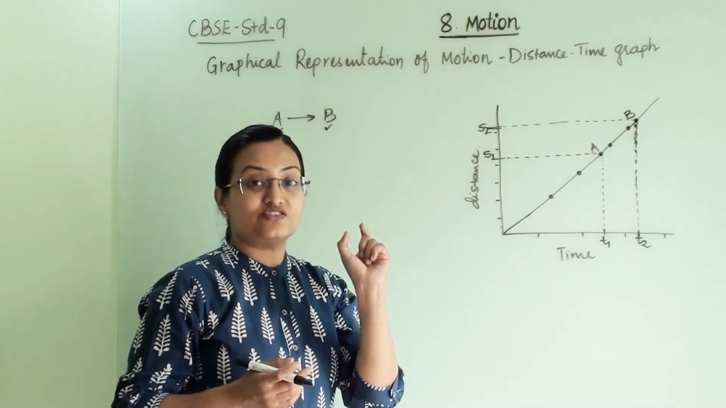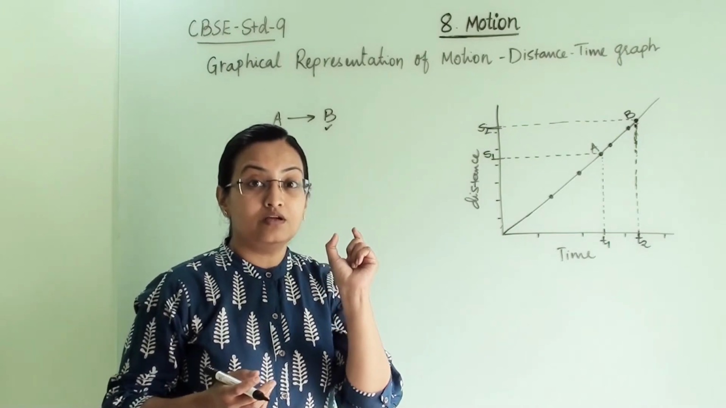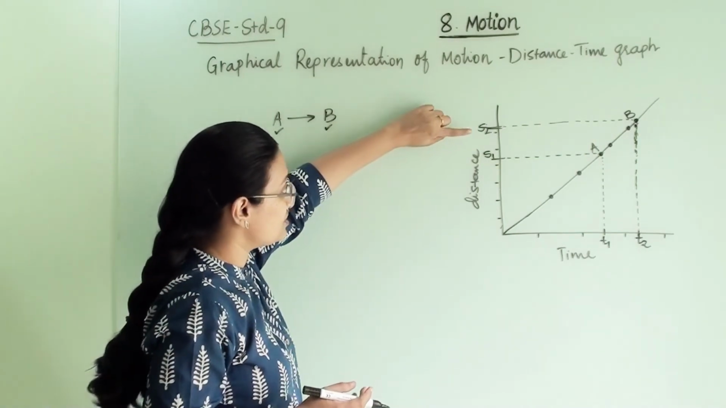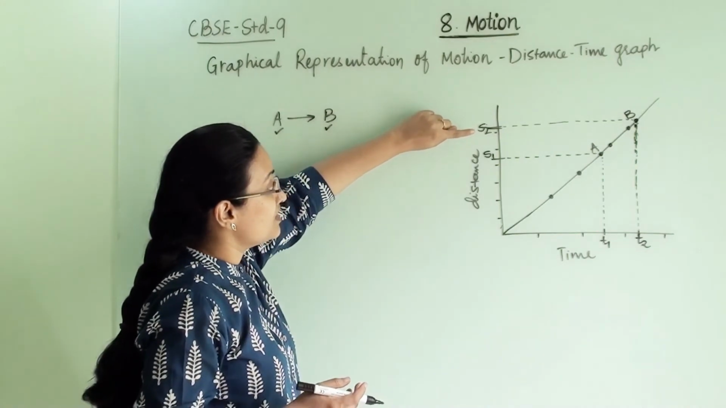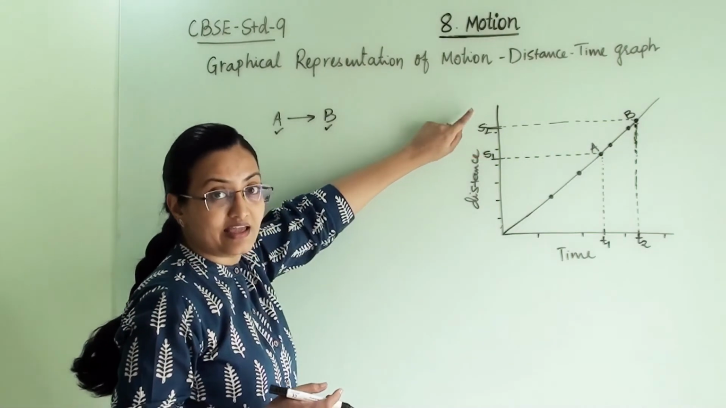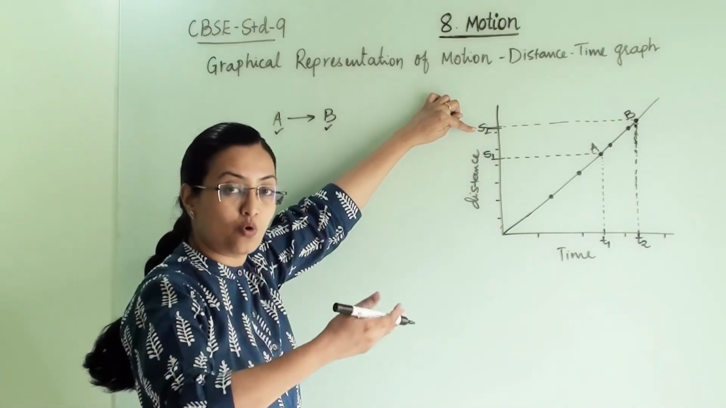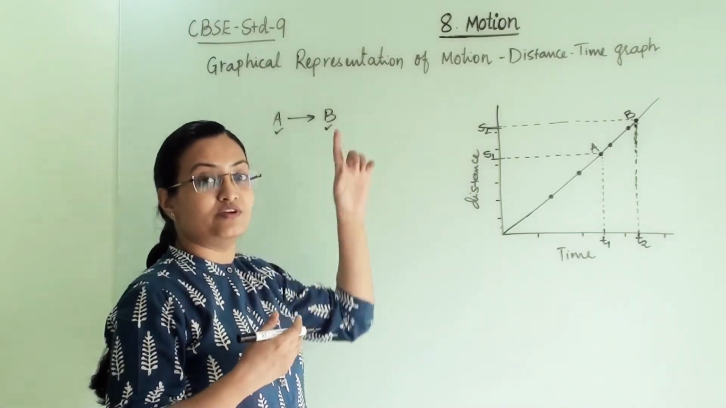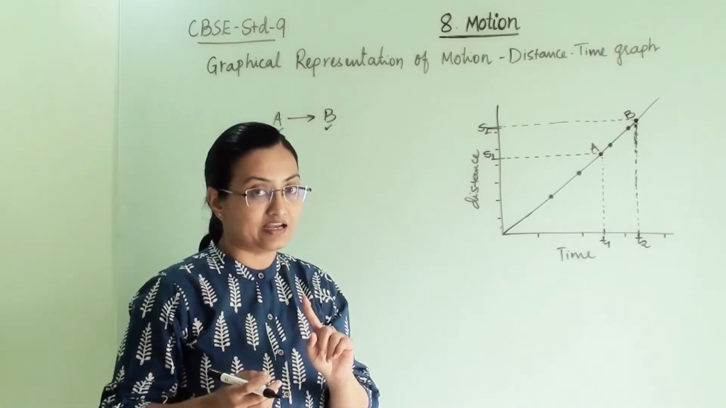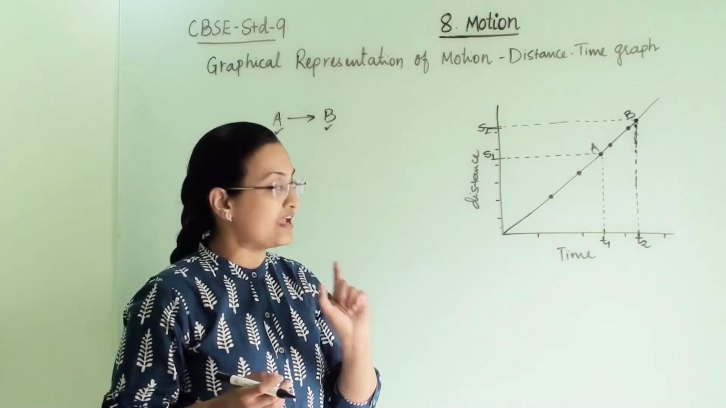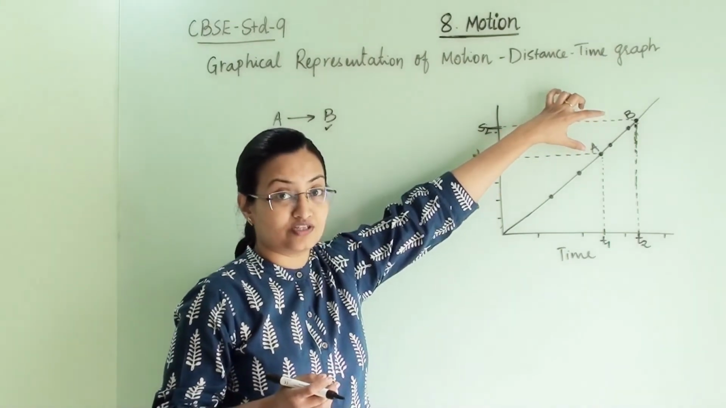So this patch is a total of 30 km minus 25 km. So we have to subtract S2 minus S1, because this distance is more. S2 will always be more compared to S1, so we will never get distance in negative. So it is always going to be 30 minus 25. So actually we have covered 5 km during this time.